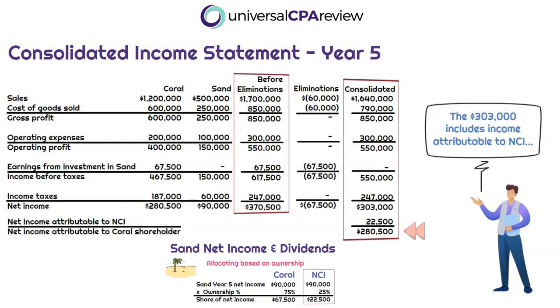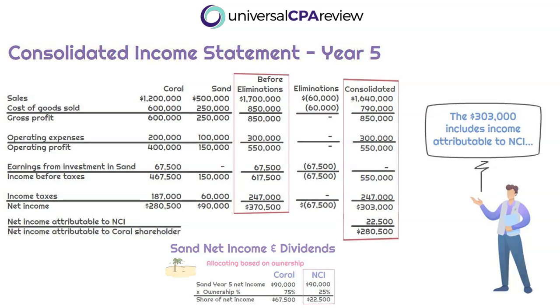And that gets us down to $280,500. Ultimately, that's the same amount as the initial Coral net income, right? So that is how this all comes together, but this is the proper way to show 100% of net income for Coral and Sand and then back out the non-controlling interest to just get to the piece that relates to Coral shareholders, right? So that's the consolidated income statement for year 5 for Coral and its subsidiary.